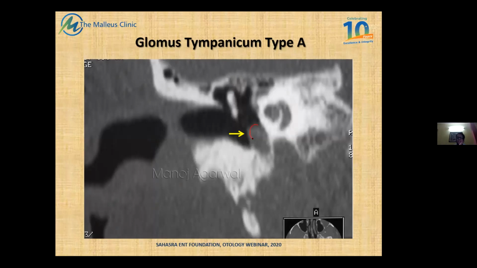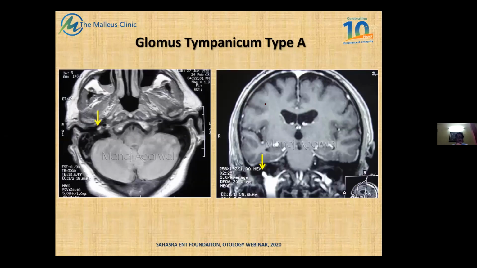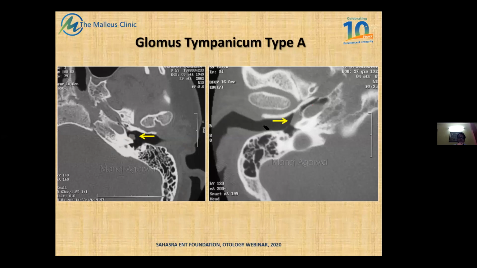So this is the glomus tympanicum. You can see the vertical part of the carotid, and you can definitely see the bone intact between the glomus and the carotid artery. The basal turns of the cochlea, you can see the geniculate ganglion here, you can see the tensor tympani, you can see the head and the handle of the malleus. Okay, glomus tympanicum.